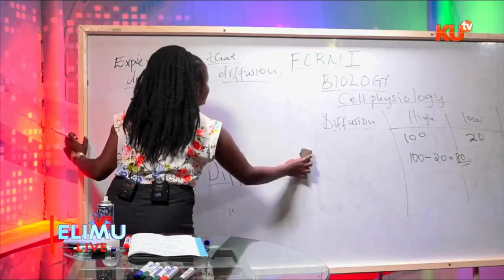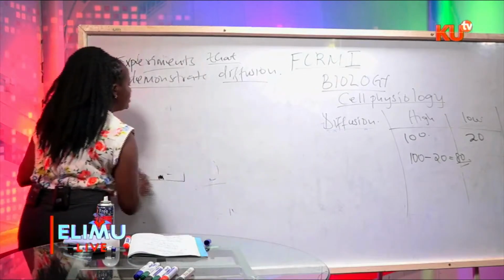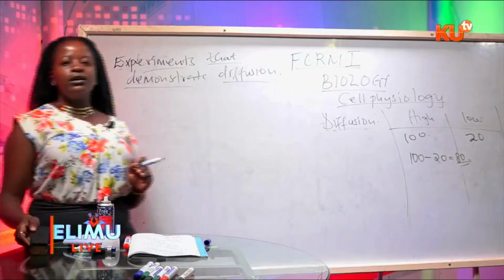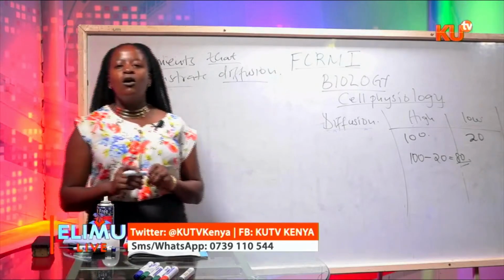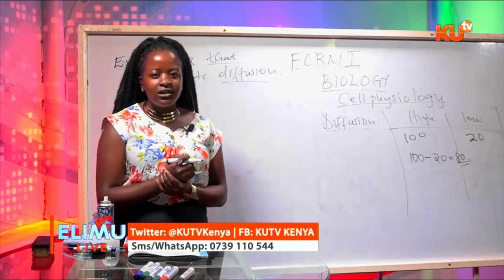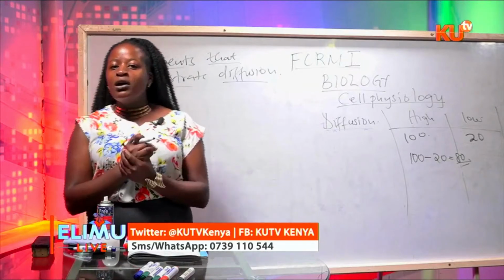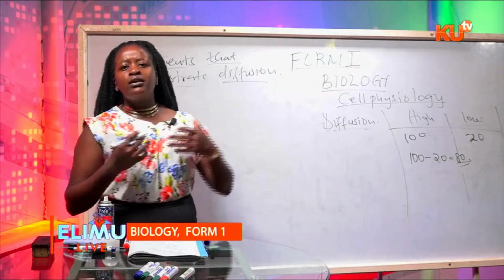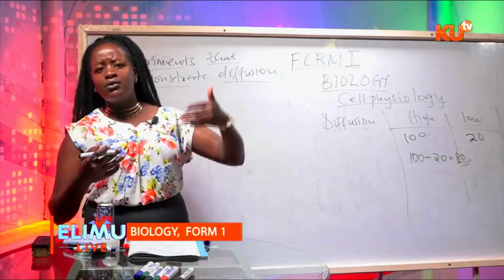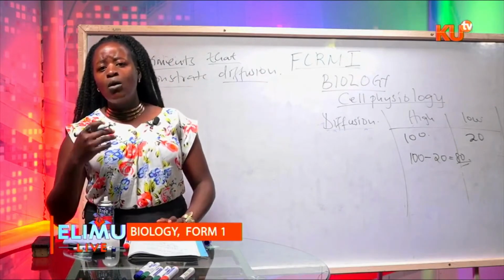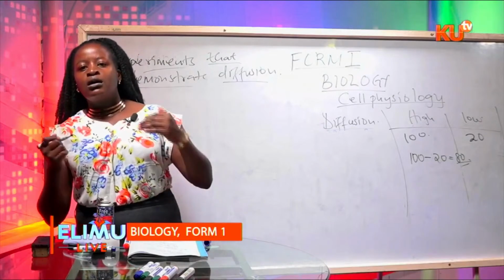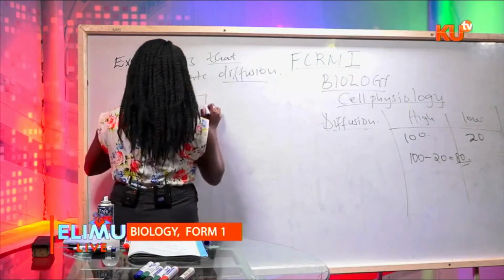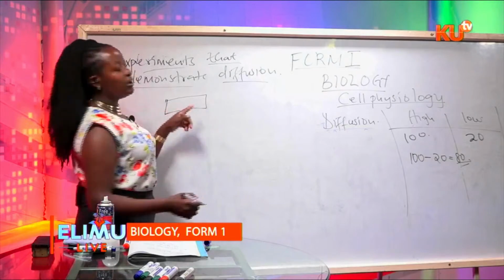The second experiment that is used to demonstrate diffusion is use of iodine and starch. In the laboratory, we do not have live cell membranes. We cannot remove cell membranes from live organisms and bring them to the lab. So what we have in the lab to represent the cell membrane is called a Visking tubing.